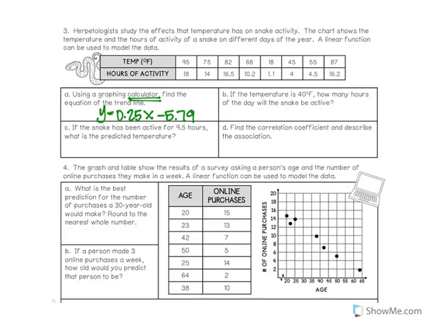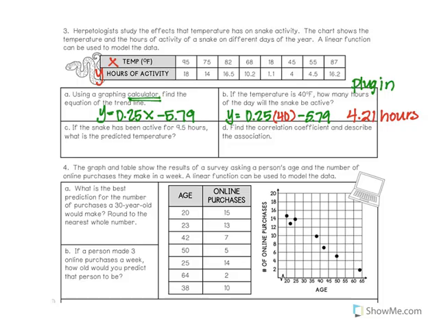If the temperature is 40, how many hours of the day will the snake be active? Well, this is where I would plug it in. So that would be y equals 0.25. We're going to multiply by 40 because that's going to be our x. These are our x's and our y's, and since we're talking about temperature, it's an x. Then we subtract 5.79, and we get a solution of about 4.21 hours.